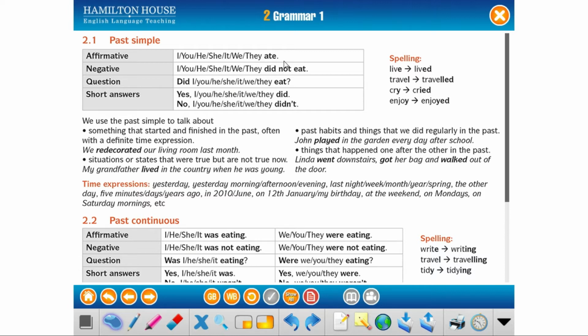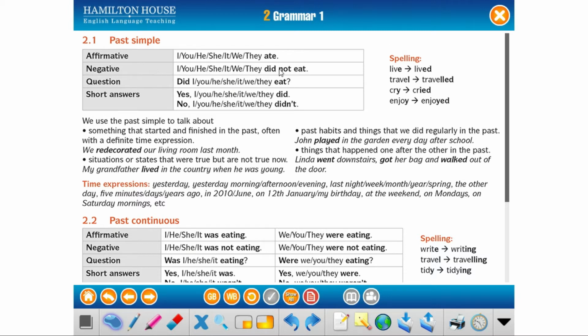Also, we can use a complement, because maybe this is too simple. I ate, but what did I eat? I might say, I ate an apple. An apple is my complement. When did I do it? I ate an apple yesterday. So I am using a subject, my verb in the past, a complement, and a time expression.